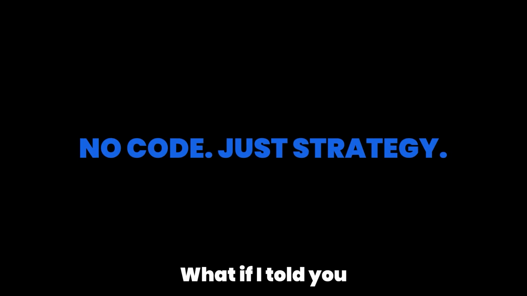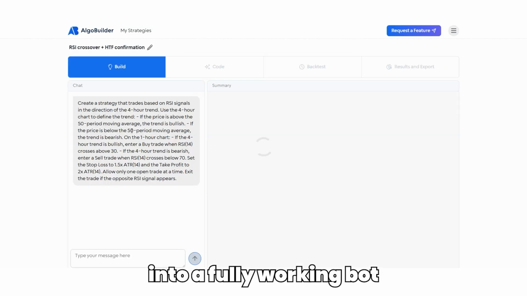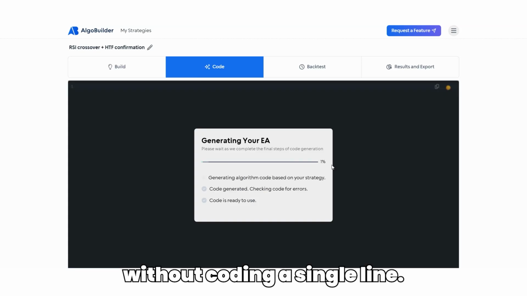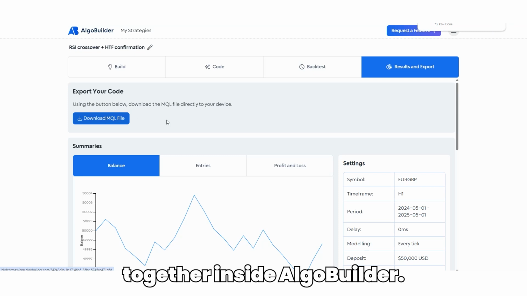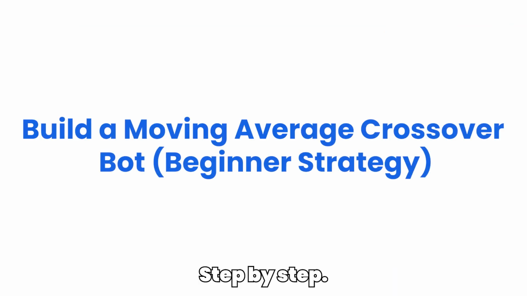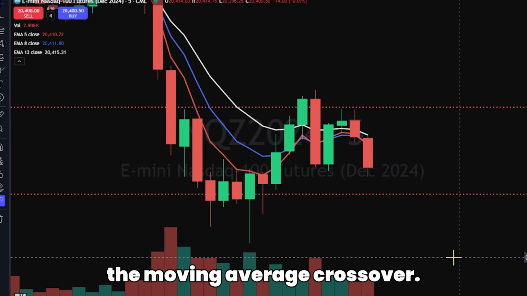What if I told you that in the next few minutes, you could turn a trading idea into a fully working bot without coding a single line? In this video, we're building a real strategy together inside AlgoBuilder, step by step. This is one of the first strategies new traders learn, the moving average crossover.